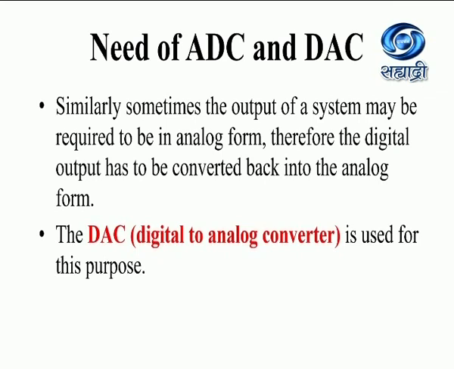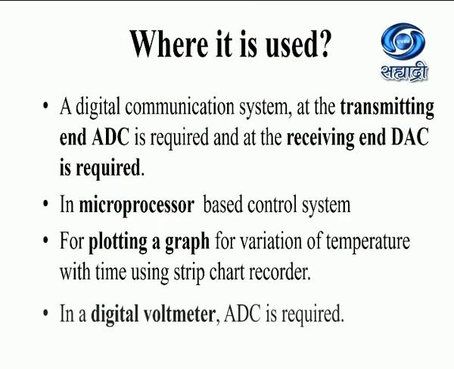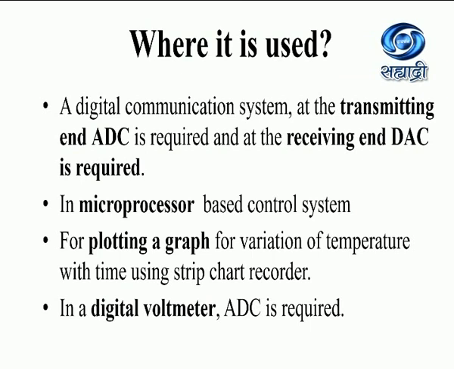Similarly, sometimes the output of a system may be required to be in analog form. Therefore, the digital output has to be converted back into analog form. So the converter, that is DAC, is used for this purpose. By using this converter, we can convert a digital signal into an analog signal where it is used. In a digital communication system, at the transmitting end ADC is required and at the receiving end DAC is required. We can use ADC or DAC in a microprocessor based control system for plotting a graph of variation of temperature with time using a strip chart recorder, and in a digital multimeter where ADC is required.